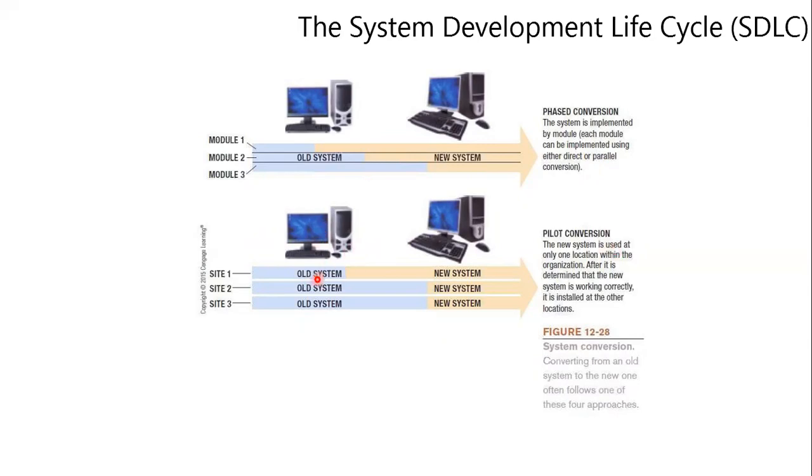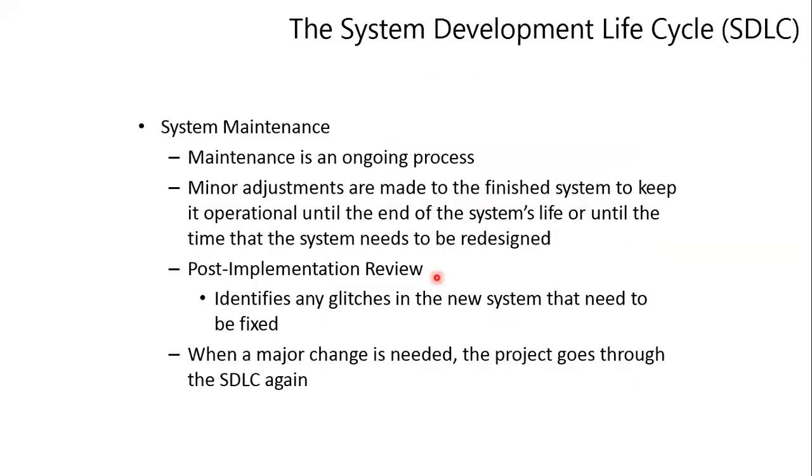Pilot conversion: old system, new system, site 1, site 2, site 3, with the old system and some PCs having the new system. The new system is used at only one location within the organization, and the remaining locations still use the old system. After it is determined that the new system is working correctly, it is installed at all the other locations. Then we have system maintenance.